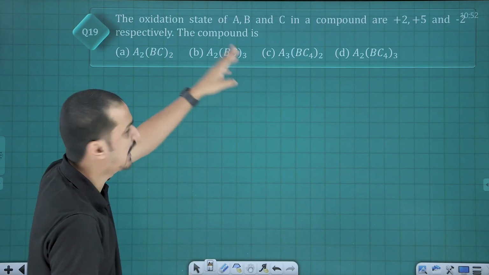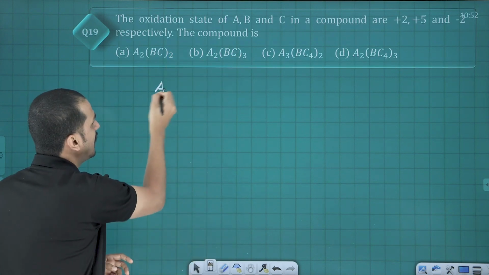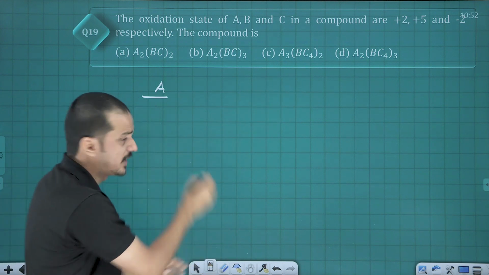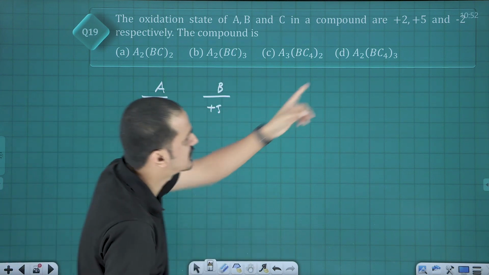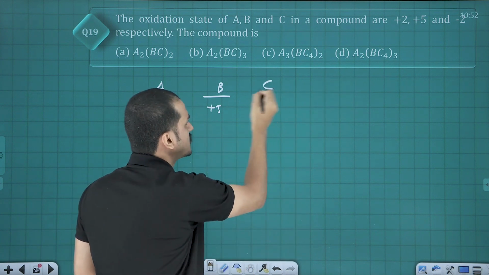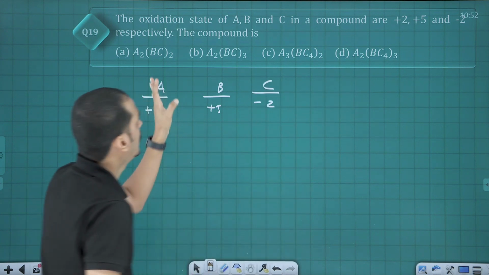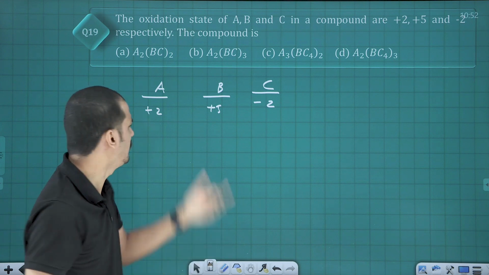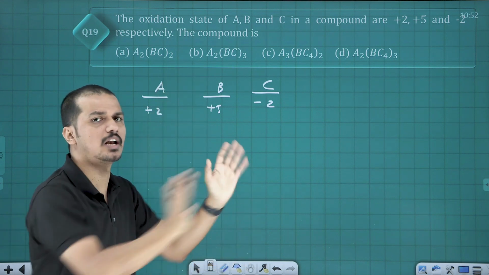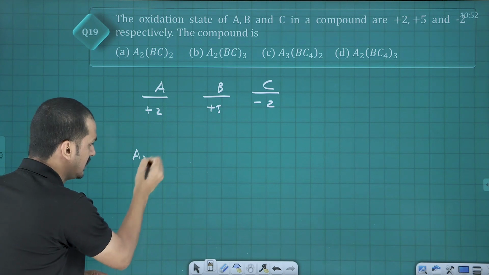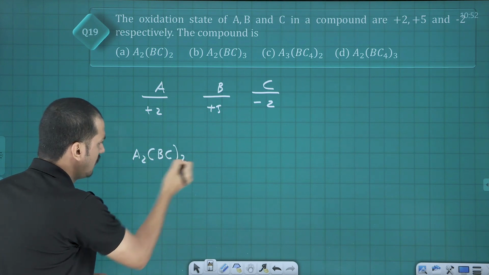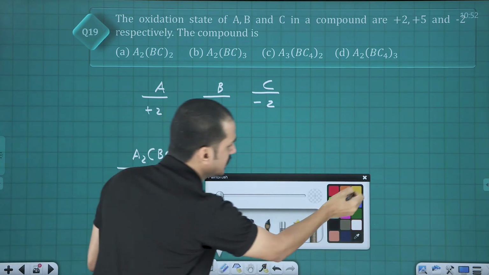Oxidation state of A, B and C. A oxidation state is plus 2. Okay. And B oxidation state is how much? Plus 5. And C oxidation state is how much? Minus 2 they given. Now they are asking what's the compound? We can directly apply in the options. Total oxidation state should be 0. That basic concept we know. So A2BC2.